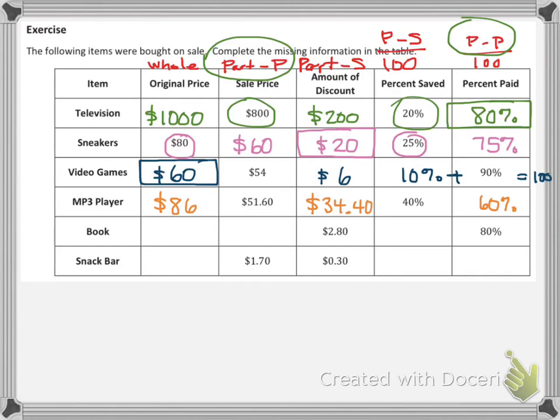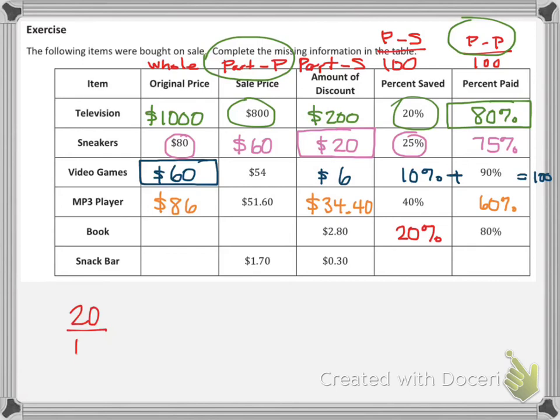I've got the amount of discount. That's a part that I save. I have the percent paid. That's a part that I pay. They don't match, so I need the other percent, which will be 20%. 80 plus 20 is 100. Now I have a part that I save and a percent that I save, so I can use those two.